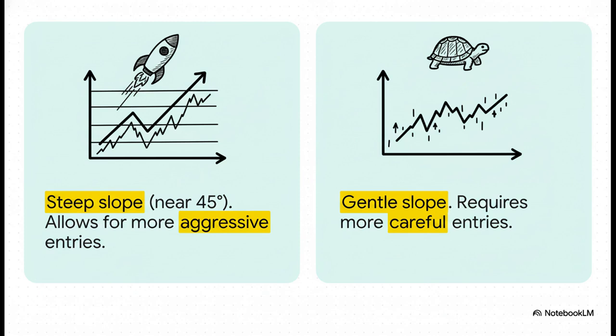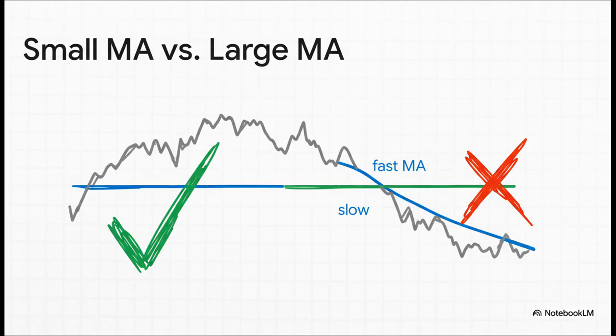But a gentle, shallow slope, that's a weaker trend, and it's telling you to be a lot more careful. And our third technique for spotting the trend is to compare a small, fast MA with a larger, slower one. It's another great confirmation. When that smaller MA is floating above the larger one, it confirms you're in an uptrend. And when it dips below the larger one, that confirms a downtrend.